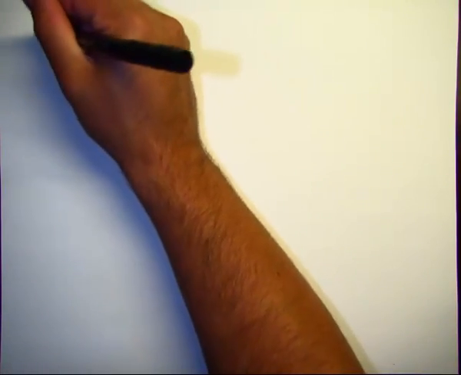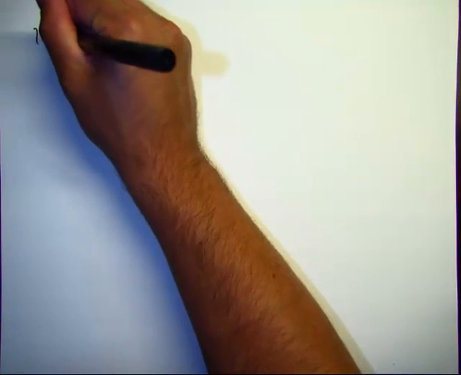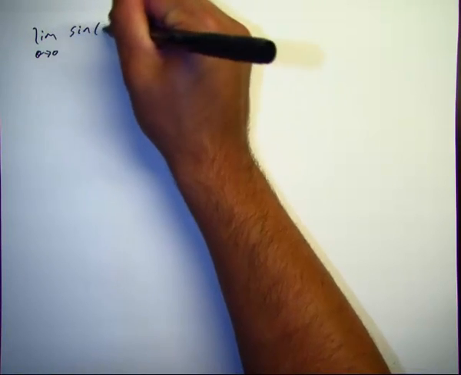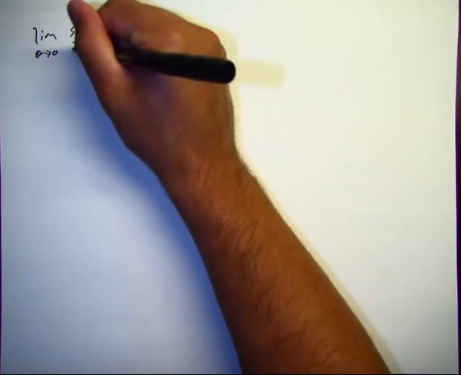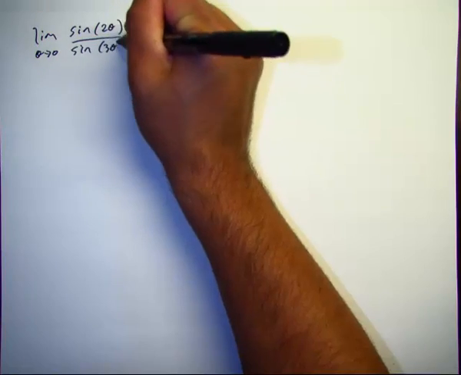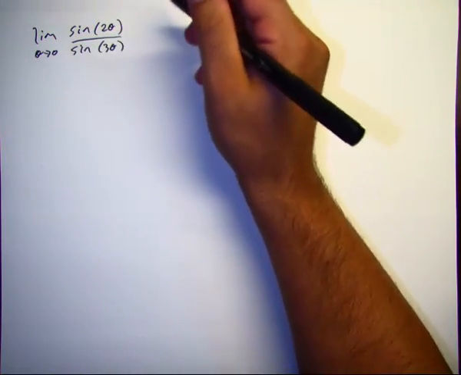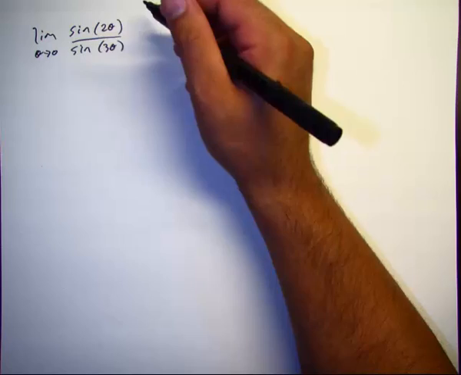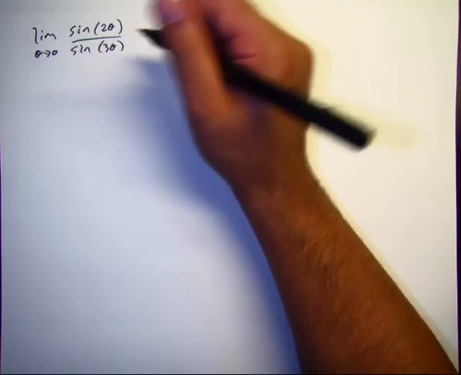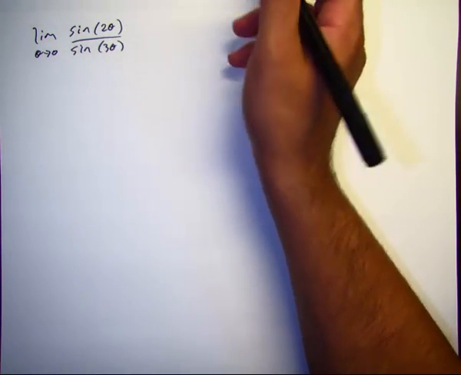Here's a little point about trig limits that's important to remember. When we take the limit as theta goes to 0 of, say, sine of 2 theta over sine of 3 theta, a lot of people have the instinct to just say, okay, well, that's immediately equal to 2/3, and we don't have to go through all of the little details.